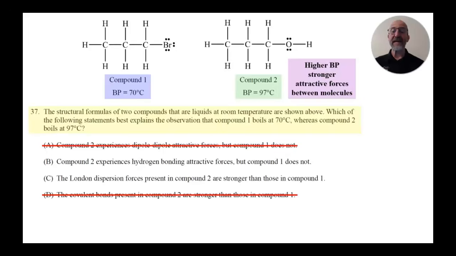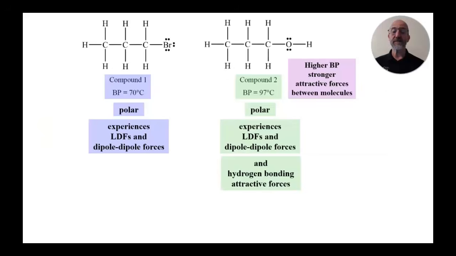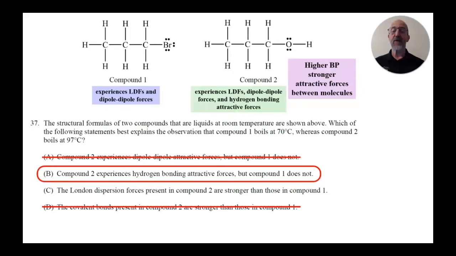So what about the hydrogen bonding attractive forces? Remember that for a molecule to experience hydrogen bonding attractions with other molecules, the hydrogen needs to be directly bonded to either nitrogen, oxygen, or fluorine. And we do see that feature in compound 2. There is a hydrogen directly bonded to an atom of oxygen, so compound 2 also experiences hydrogen bonding attractive forces. So it looks like the correct answer to question 37 is choice B.